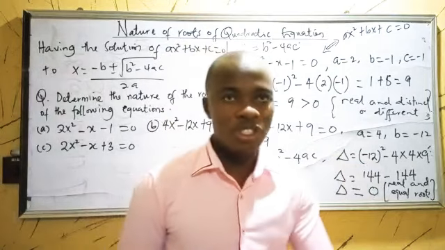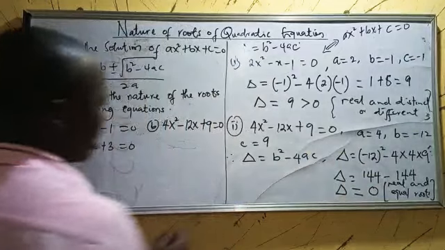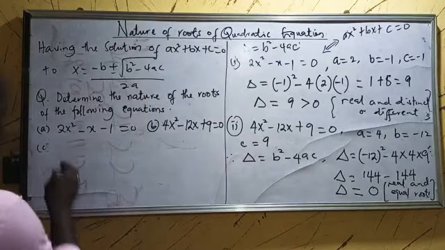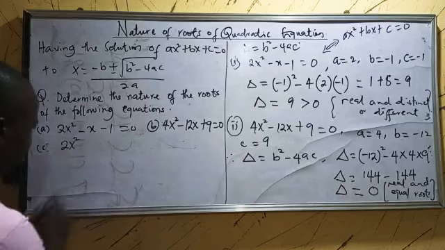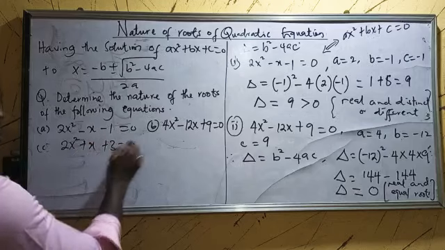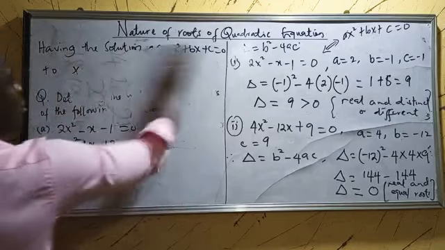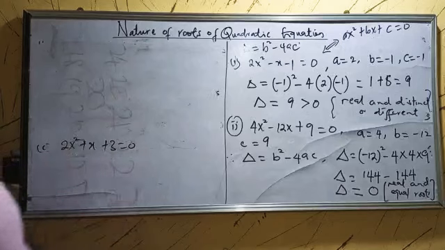If you found your discriminant to be 0. So the last one we are going to solve is 2x squared plus x plus 3 equals to 0. So this is the last one we are going to solve.